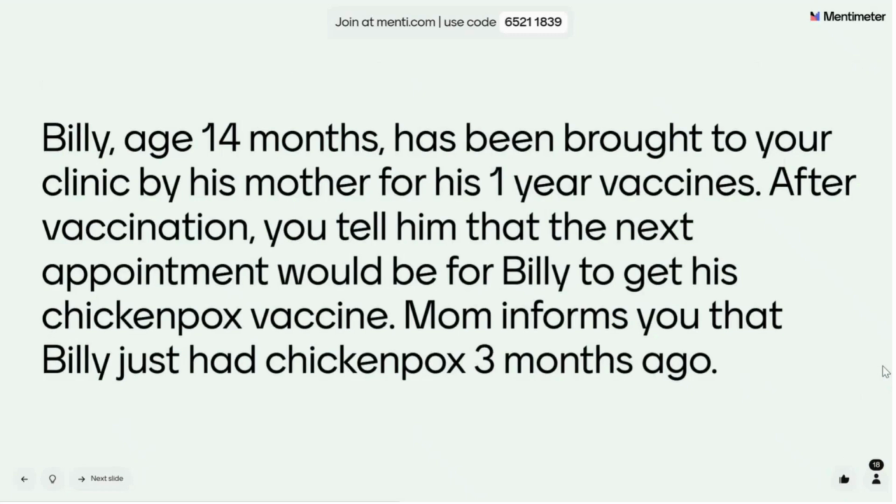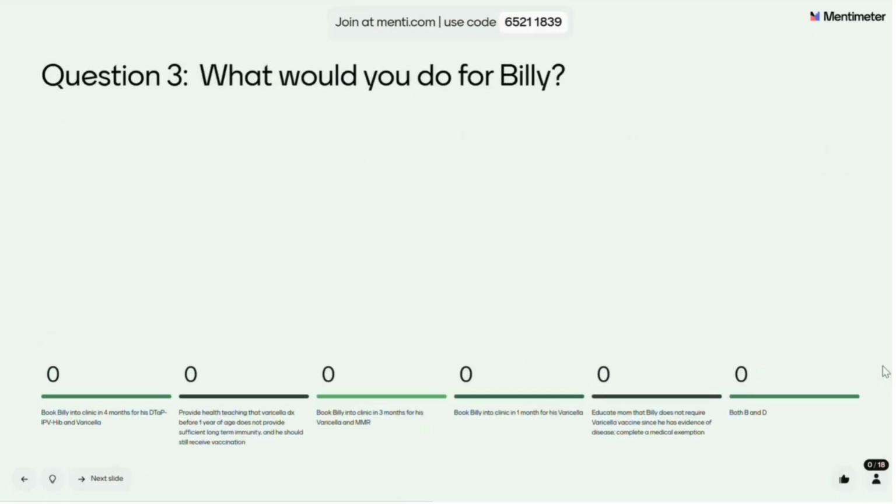Question 3 is, so this is Billy. He is aged 14 months. He has been brought to your clinic by his mom for 1-year vaccines. After vaccination, you tell him that the next appointment would be for Billy to get his chickenpox vaccine. Mom tells you that Billy had chickenpox 3 months ago. So which of the following would you do? And I'll read these out. I'll maybe post the choices in the chat too, just because I can recognize they might be a bit harder to read.